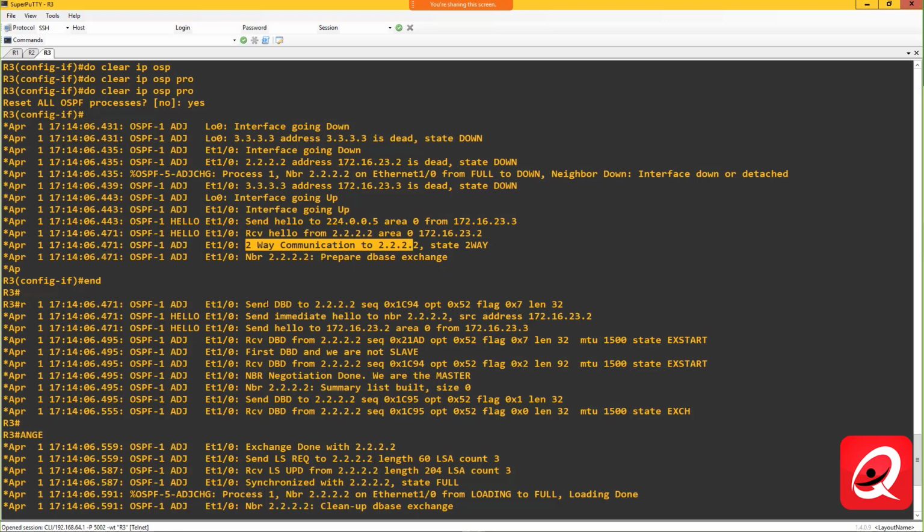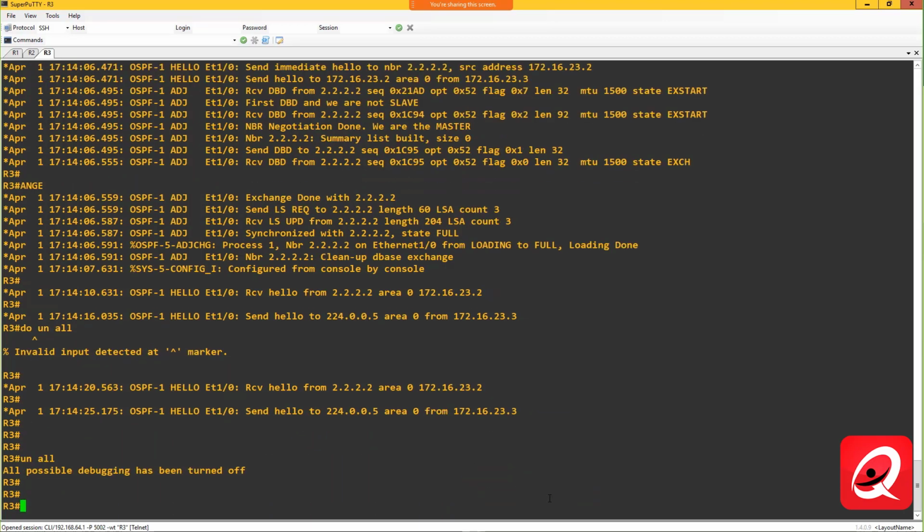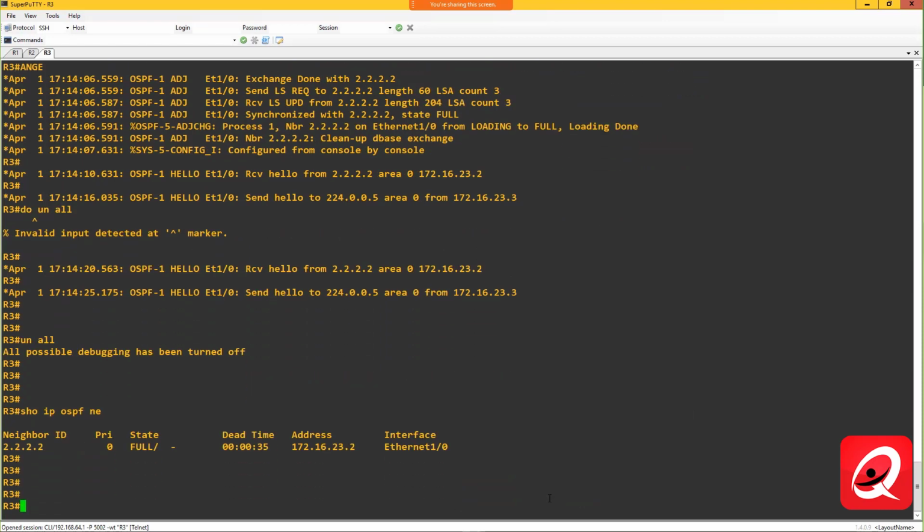So sending a DBD, receiving a hello, negotiating, it looks like we're going through the process. Link state request, link state update, and then we go from loading to full. All right, so if I do a show ip ospf neighbor, I can see that I do have a full adjacency with the peer, although from this router's perspective, no DR/BDR election, which makes sense because there is no DR/BDR election on point-to-point links.